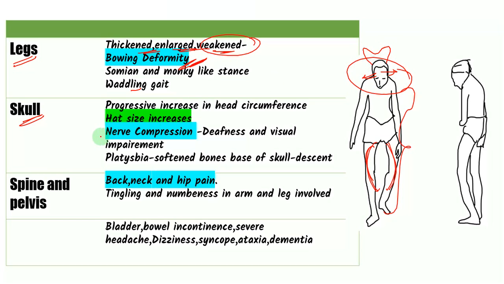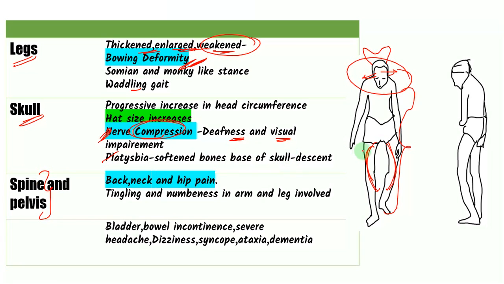A very important point here is nerve compression. Because of the distorted bone structure, the foramina of the skull get compressed. So this leads to nerve compression, and the complications of these are varying, such as deafness and visual impairment. You also see platybasia, which is softened bones at the base of the skull descending.